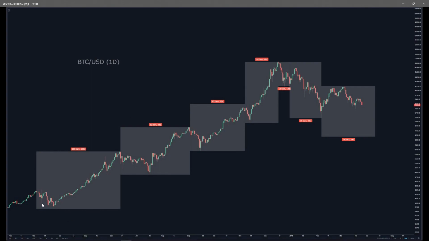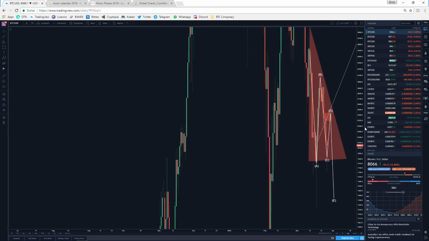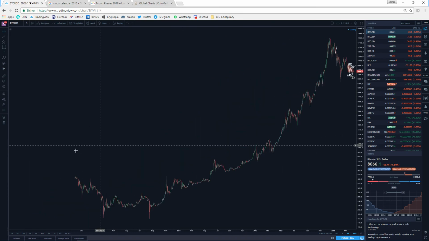Well, basically what you see here is that if you connect the tops and measure the time frame, you see they got shorter and shorter. I actually messed that up because I should have connected the tops again. But you can basically see that the market cycle times are getting shorter and shorter. And in a bear market cycle, they get longer and longer. It doesn't work perfectly, but it works pretty well.